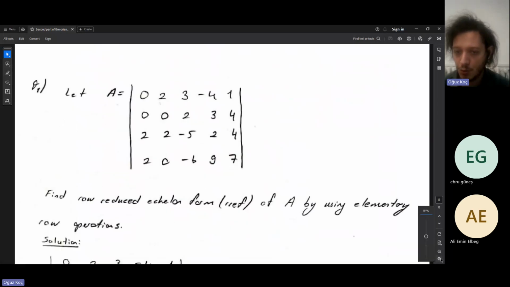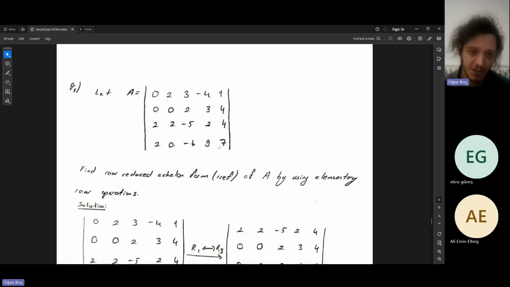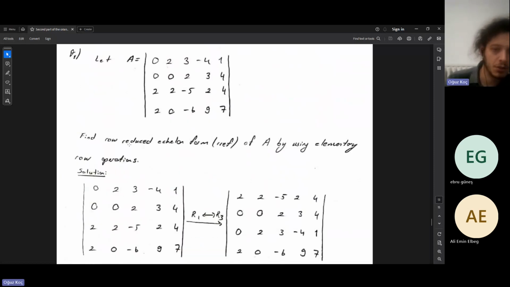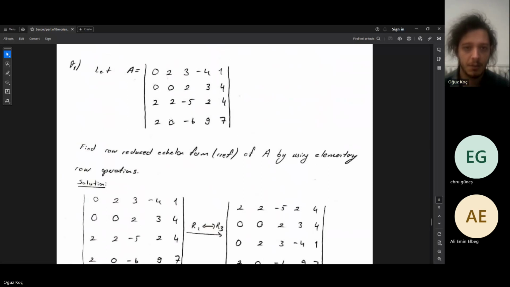Okay, let's zoom out. For the first example, we have a huge matrix here, a 4 by 5 matrix. And in this example, I will also talk about the row reduced echelon form. What is it? Row reduced echelon form. And also I will talk about matrix operations, and also these elementary row operations.